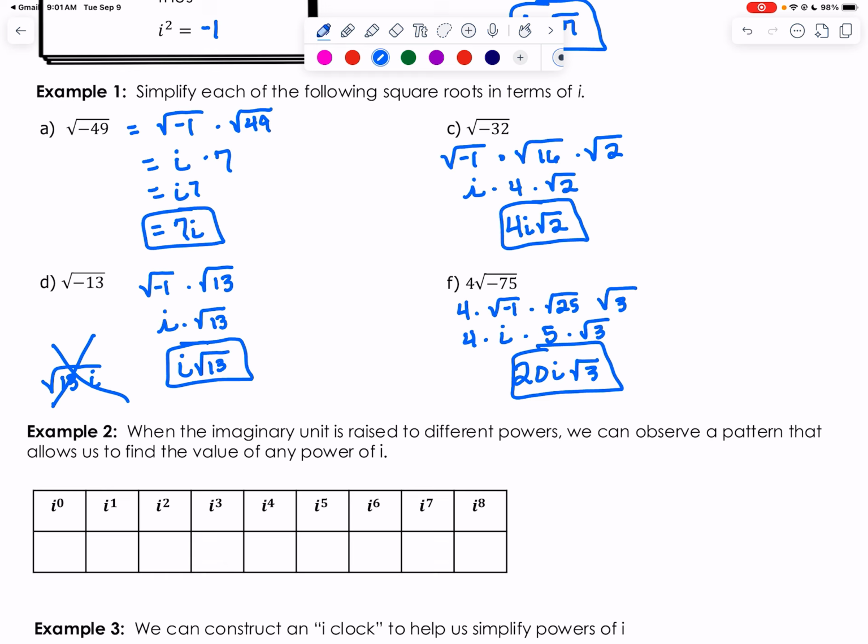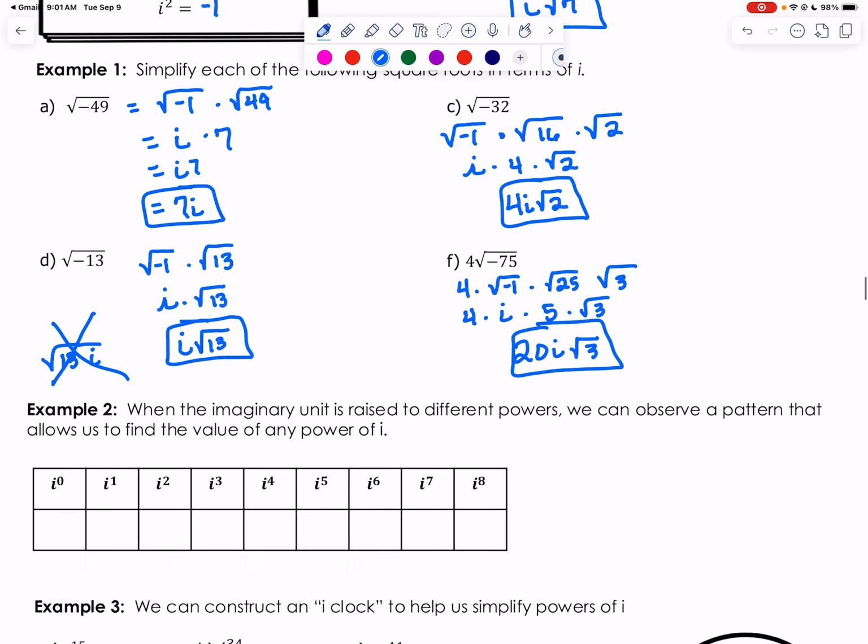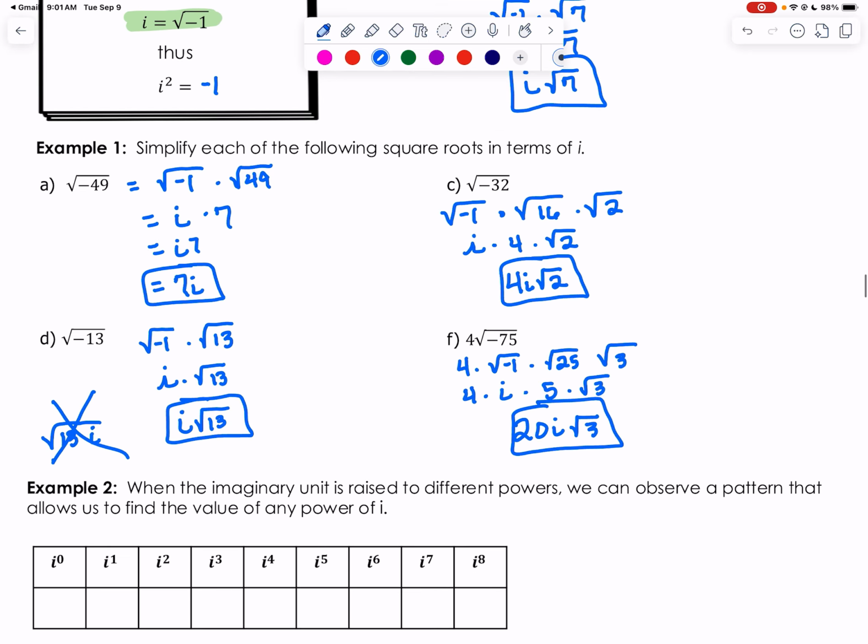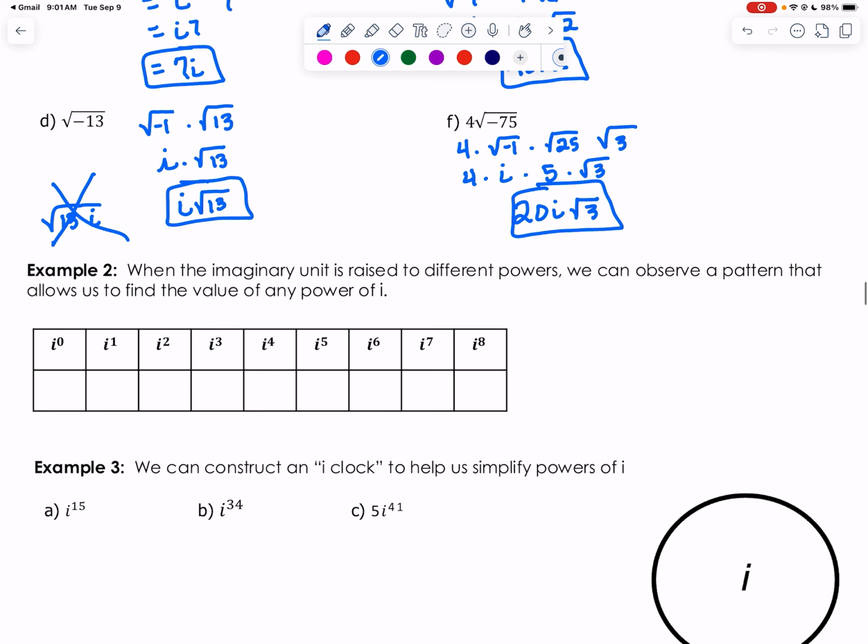Now, in our next set of problems, we're going to learn how to simplify powers of i. Now, to do that, we're going to take our original definition. We know i to the 0, anything to the 0 power is 1. And i to the 1 power is simply i. Now, if you square i, you're going to get negative 1. And i cubed would just be negative 1 times i, or negative i.